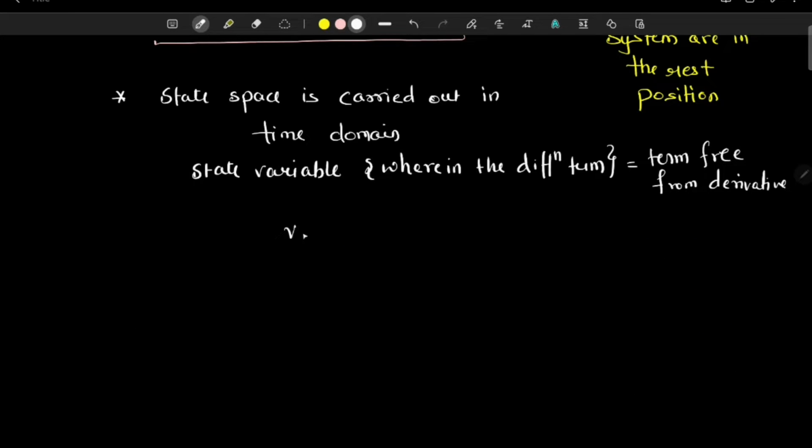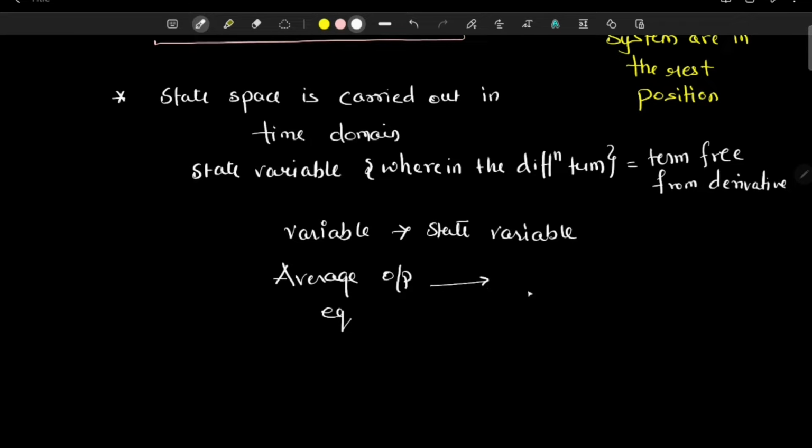The variables which are represented are state variables, and the output equation should be written in matrix form. So you don't need to worry about all this. We'll see it one by one, and it will give a clearer picture.